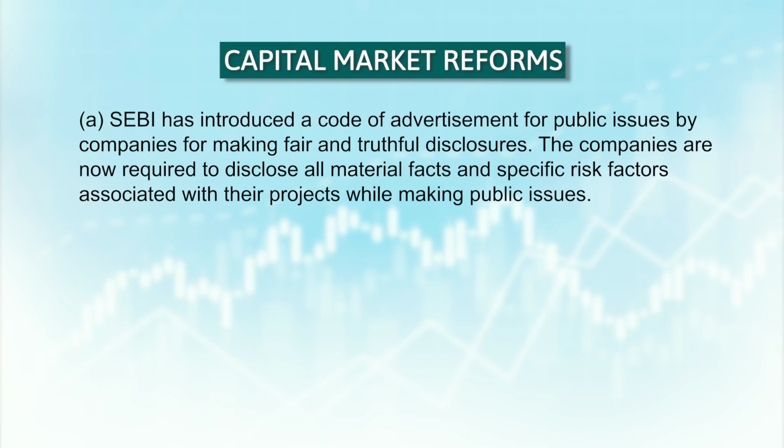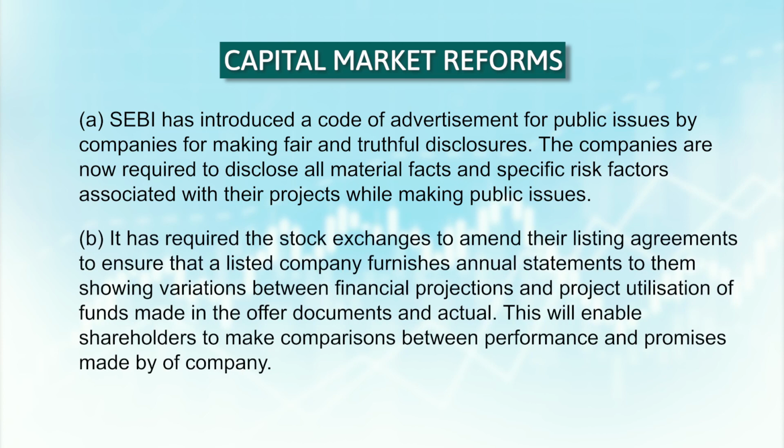The important regulatory measures that were introduced by SEBI were as follows. SEBI had introduced a code of advertisements for public issues by companies for making fair and truthful disclosures. The companies are now required to disclose all material facts and specific risk factors associated with their projects while making public issues. It has required the stock exchanges to amend their listing agreements to ensure that a listed company furnishes annual statements to them showing variations between financial projections and project utilization of the funds made in the offer of the documents and in actual practice.